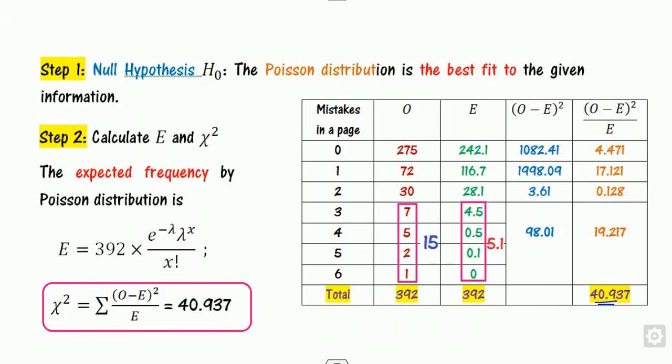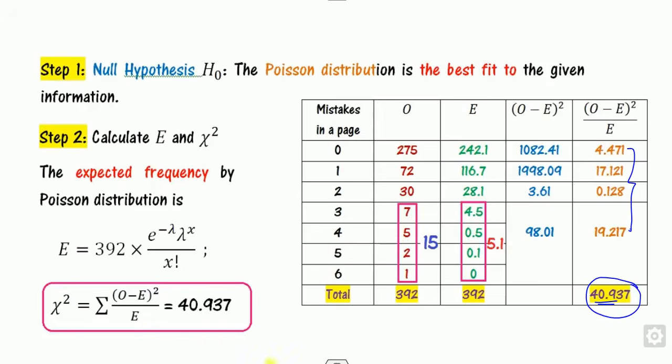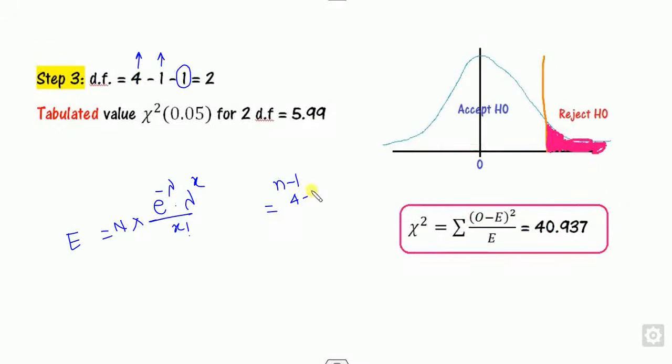Now look at that, what is the degree of freedom? How many values are needed for finding this 40.9? These are 4. So the degree of freedom is n minus 1, that is 4 minus 1. We have to fit this Poisson distribution. This is the case. We have calculated the expected values here, and the degree of freedom is n minus 1. So how many values are there? 4. So this is 4 minus 1.